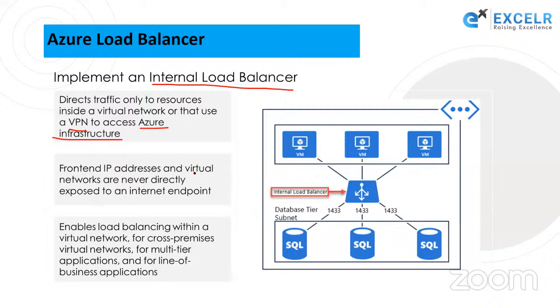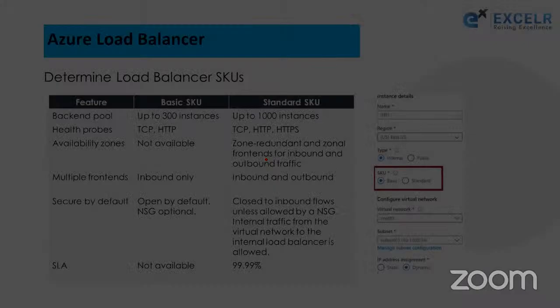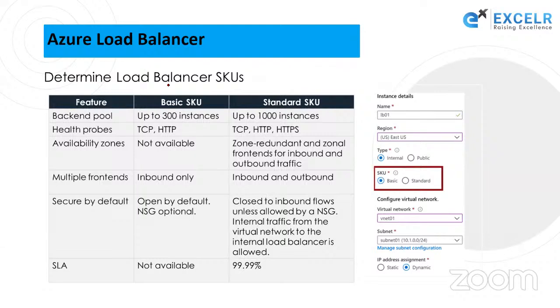The front end IP address and the networks are never directly exposed to the internet endpoint in this case. It enables load balancing within your virtual network with cross-premise virtual network or any kind of multi-tier application within your VNet. Whenever we are going to use our load balancer, we need to look at the various features which are provided by your SKUs.